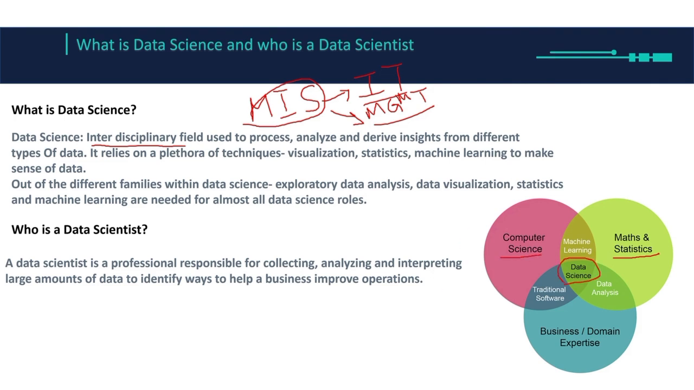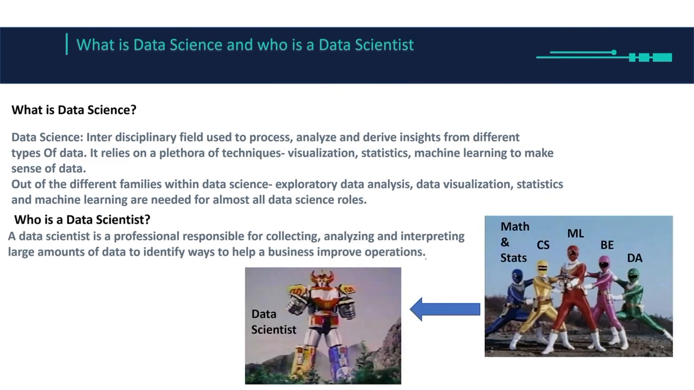Think of each field kind of like a Power Ranger. If you remember Power Rangers, let's say the blue Power Ranger is math and stats, yellow is CS, computer science, the red Ranger is machine learning, the pink Ranger is business expertise, and the green Ranger is data analyst. When they combine together, they have something called Megazord. So for us, a data scientist is a Megazord. When you combine all these, you get this powerful person, or Megazord, I don't know.